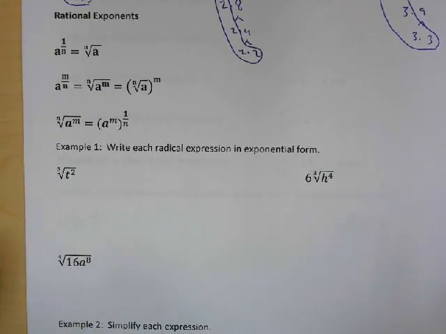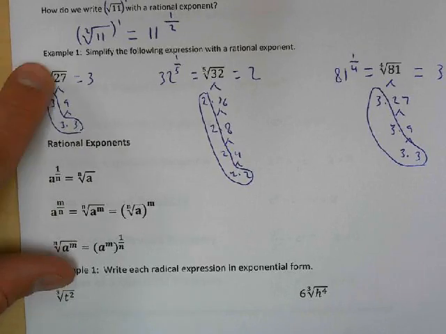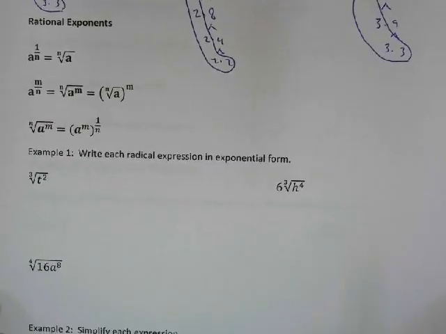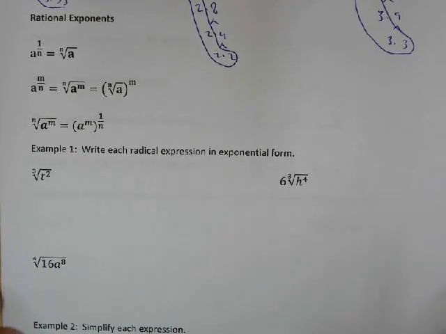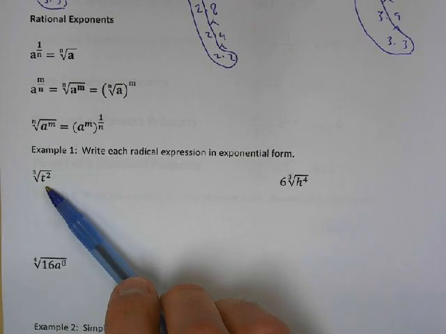Okay. All right. Example number 1. I guess it's a second example number 1. Little typo there. Here it says write each radical expression in exponential form. So we're not solving for anything. We're not solving for t. We're not getting an answer. We're just going to write it in exponential form. Okay. Sometimes they want it in exponential form. Sometimes they want it written like this in radical form.